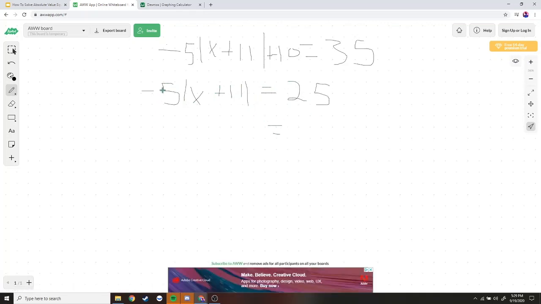And then now we have to get rid of this negative 5 being multiplied. So what we're going to do is divide both sides by negative 5. Then we have the absolute value of x plus 11, and 25 divided by negative 5 is equal to negative 5. So like we learned in our foundations, or the first few slides, an isolated absolute value cannot equal a negative number. So this means that we have no solution whatsoever.